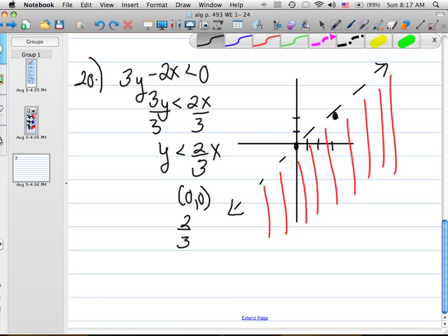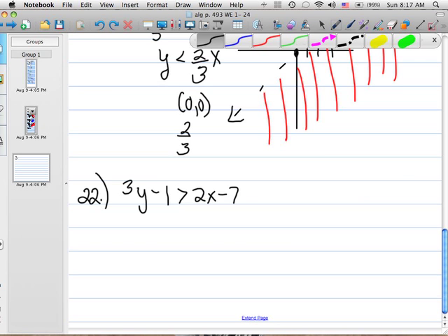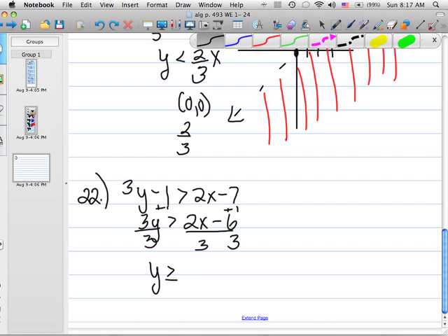Problem number 22. We have 3y minus 1 is greater than or equal to 2x minus 7. So we have to solve for y. So we have 3y is greater than or equal to 2x, and if I add 1 to both sides, I get minus 6. So I'm adding 1. Then divide by 3. So I get y is greater than or equal to, each one of these is divided by 3, 2/3 x minus 2.